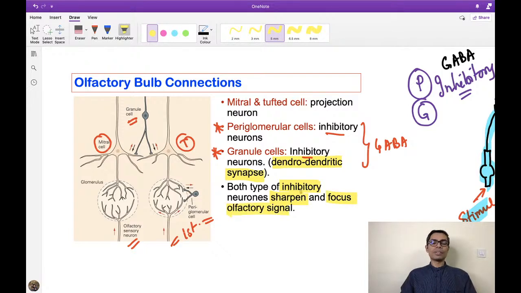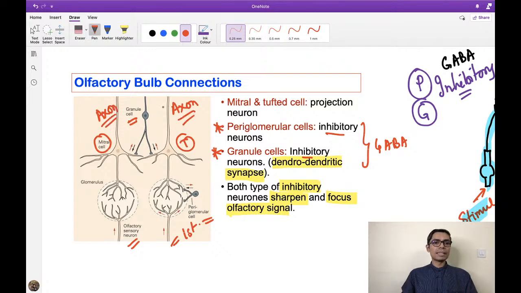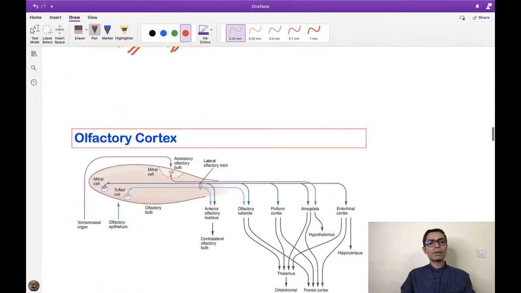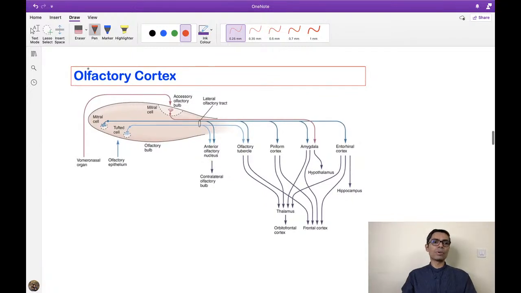Or you can focus on the olfactory signal. Getting my point? And then we know that the axons of this mitral cell, or the axons of this tufted cell or mitral cell, whatever, they form the second order neuron of the olfactory pathway, and they will directly enter the cortex, bypassing the thalamus. So now look at the cortical connection. And again, this is one of the important things to remember.